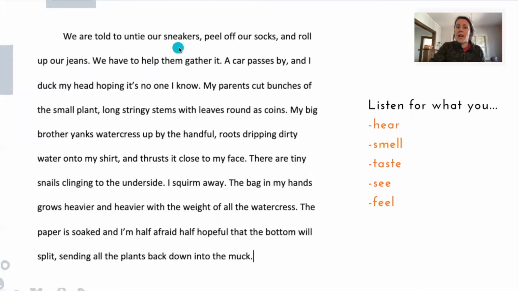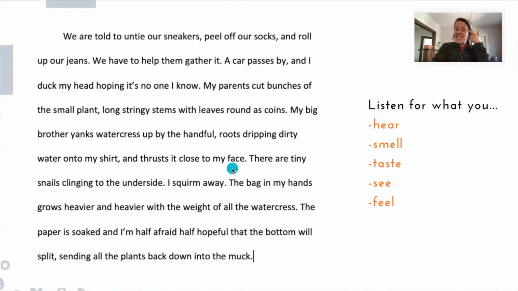We're told to untie our sneakers, peel off our socks, and roll up our jeans. I think that's a see and a feel. We have to help them gather it. A car passes by and I duck my head, hoping it's no one I know. My parents cut bunches of the small plant, long, stringy stems with leaves round as coins. My big brother yanks the watercress up by the handful, roots dripping dirty water onto my shirt, and thrusts it close to my face.